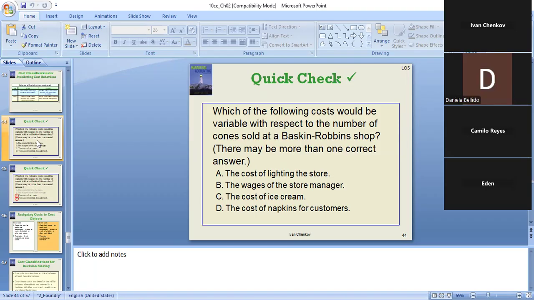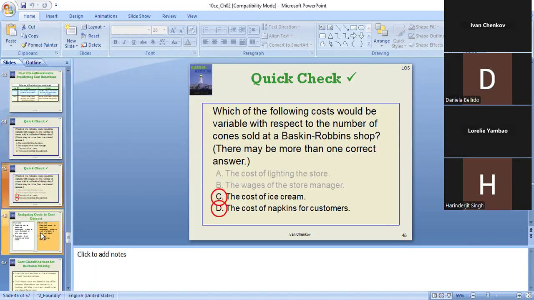No. It's a fixed cost. Wages of the store manager. Fixed cost. Cost of the ice cream. That's variable cost. Cost of the napkins. Variable, because more customers, more napkins. Okay. No customers, no napkins, right?